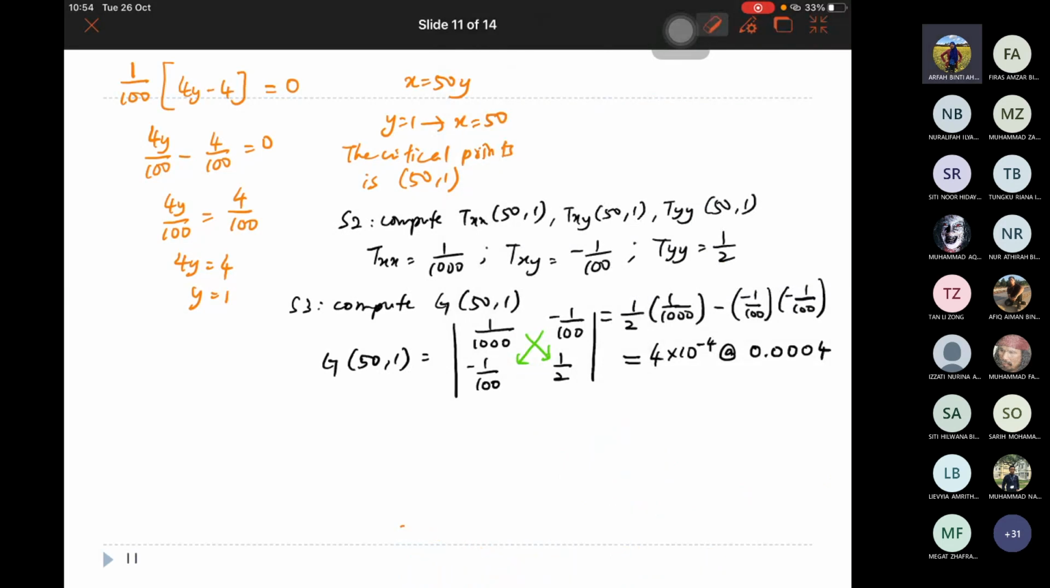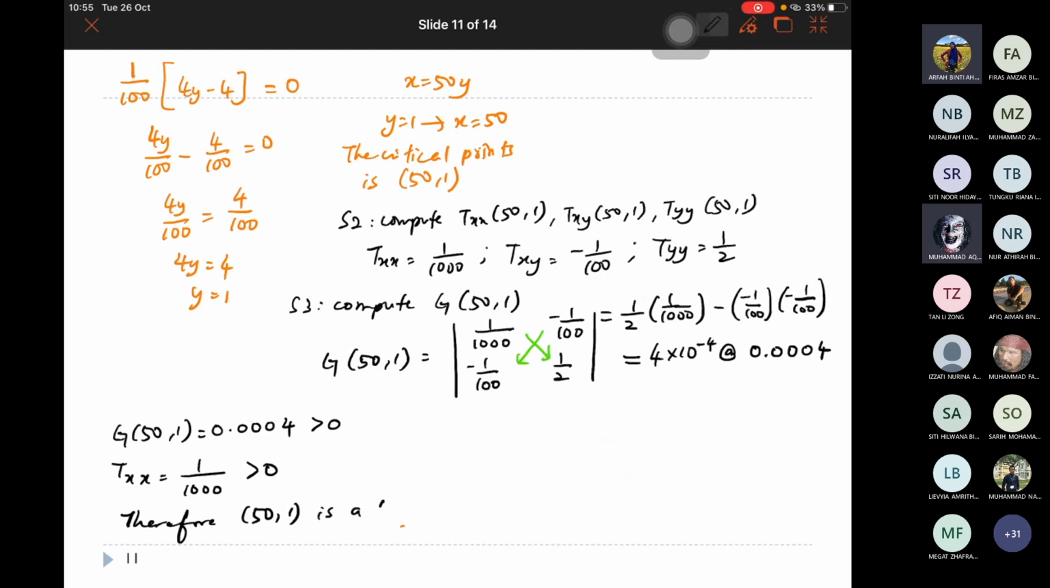So from here, kita dapat G51 sama dengan 0.0004. Lebih besar daripada kosong. TXX sama dengan 1/1000 pun lebih besar daripada kosong. Therefore, 51 is a local minimum. Okay, betul. Is a local minimum point value.